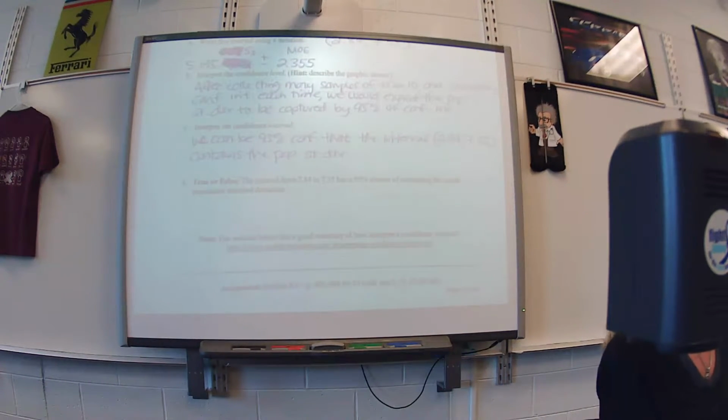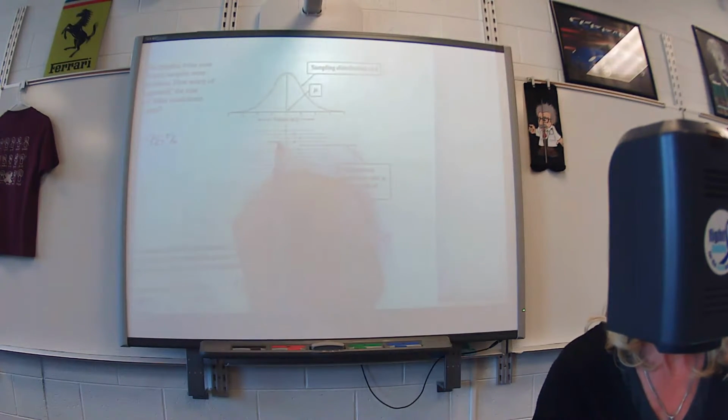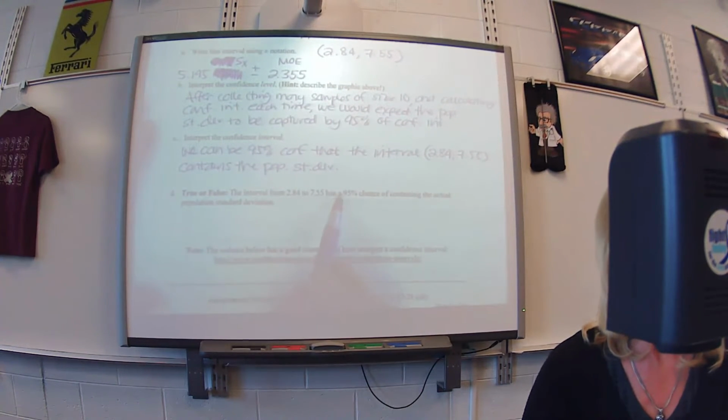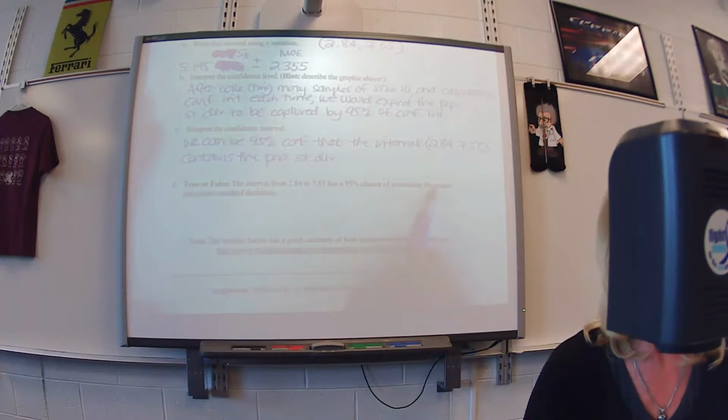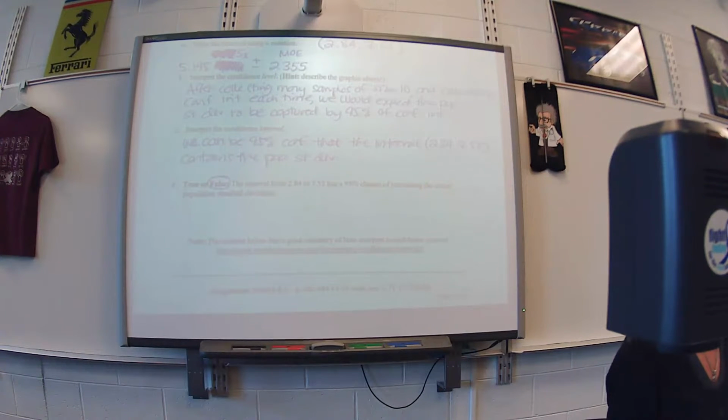Okay. The point is, once you create the interval, now it's either a hit or a miss. Either it does or it doesn't. Once the interval is created, you either nailed it or you didn't. So true or false, this interval has a 95% chance of containing the actual population. No, that is false. I was 95% confident that it did, but when it's all said and done, it either did or it didn't. Okay? All right.